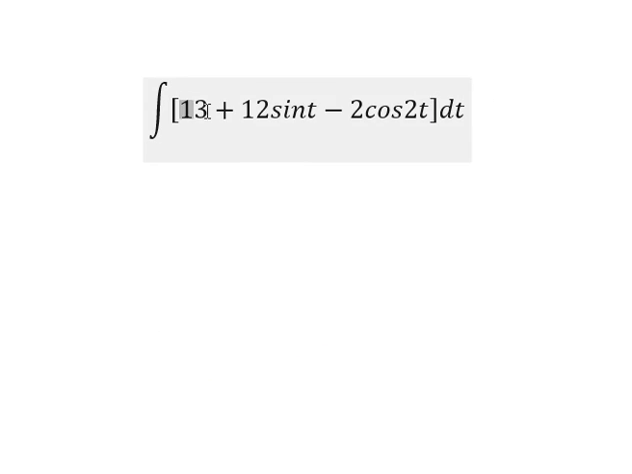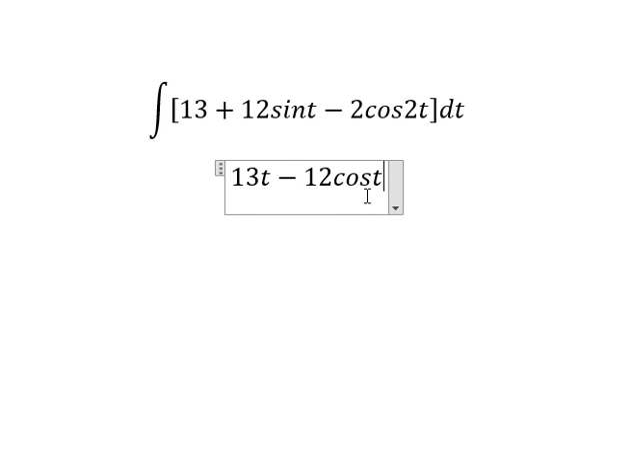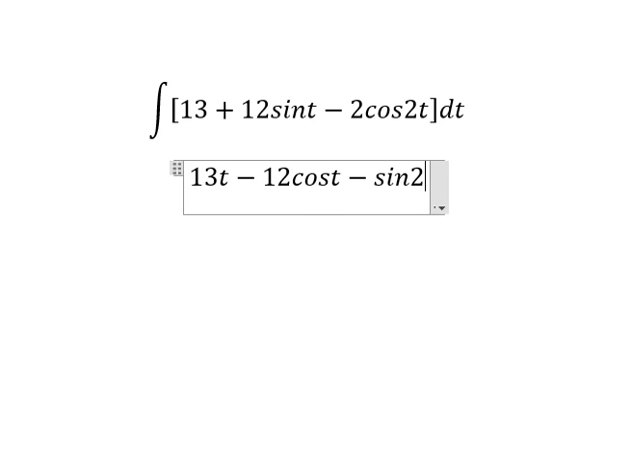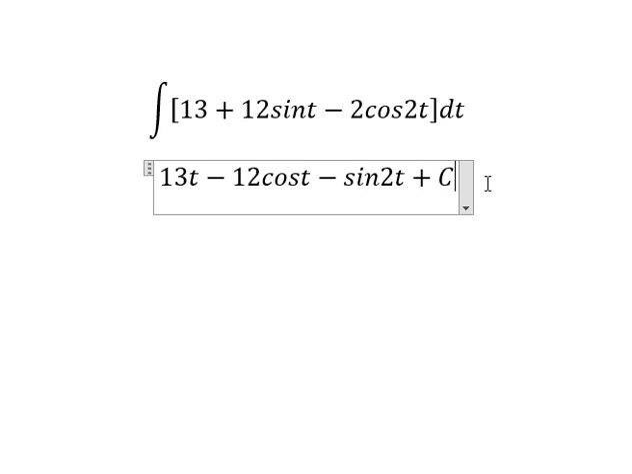The integration of this one, we have 13t. The integration of sine t, we have negative number 12 cosine t. This one, we have negative sine 2t. And I will put c.